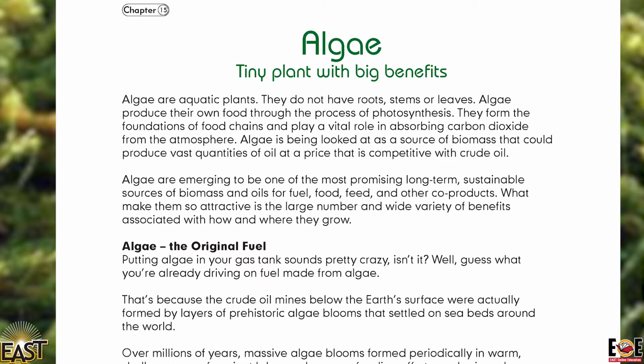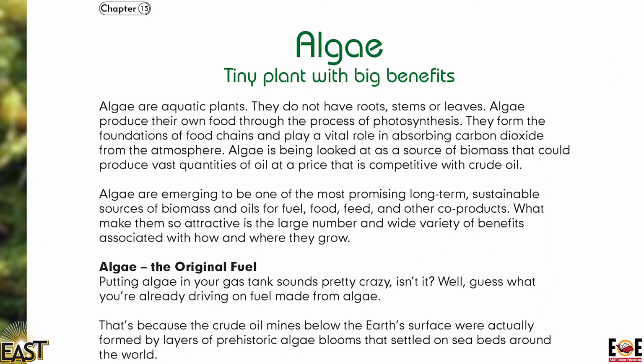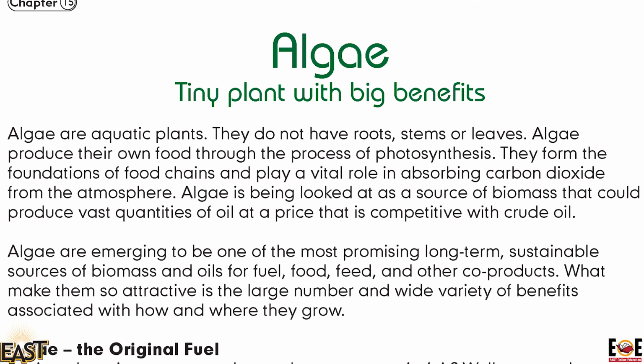Good. So our chapter name is Algae, Tiny Plant with Big Benefits. Grade 5 students, you have to listen to me and put your finger under every word, okay? And if I repeat a word 3 times, it means you have to repeat the same word with me 2 times. This is called the 3-2 method. So put your finger under the first word.